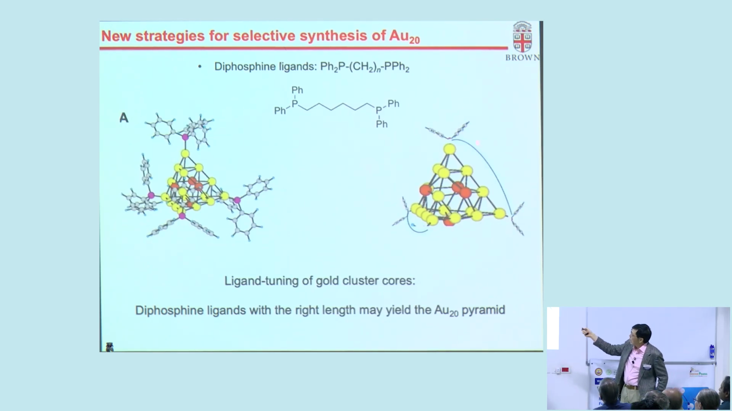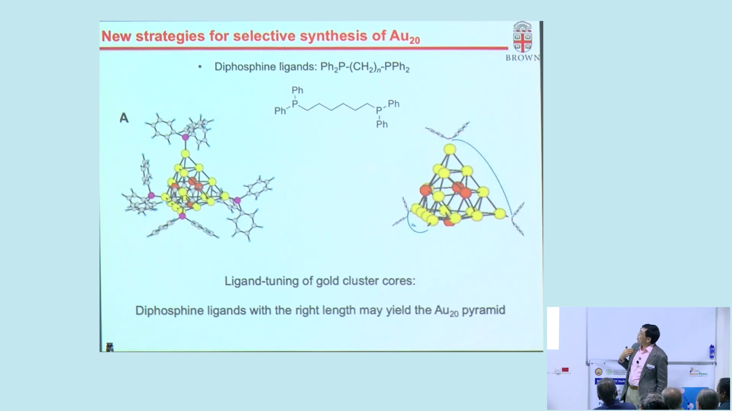So we bought all the diphosphine ligands we could buy, from one CH2 group up to 6 at that time. We could buy them, and we tested all of them. We couldn't really make gold 20. Now, this was the time I was at Washington State University. I was a physics professor.